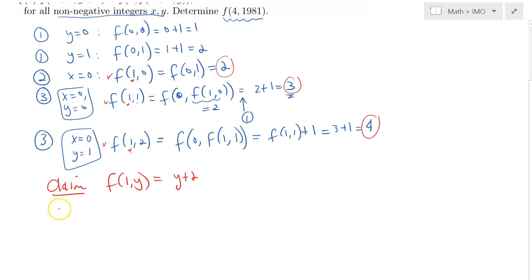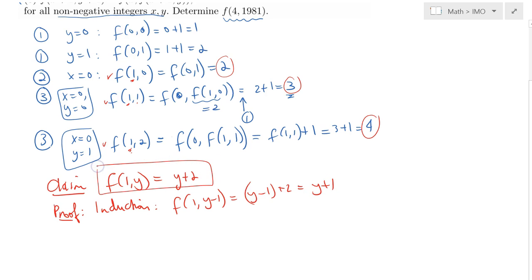So let's use induction to prove it. For the base case, we have already proven several. So let's assume, as the induction step, that this result holds for f of 1, y minus 1, which is y minus 1 plus 2, which is simply y plus 1. And let's try to see if we can get this result.